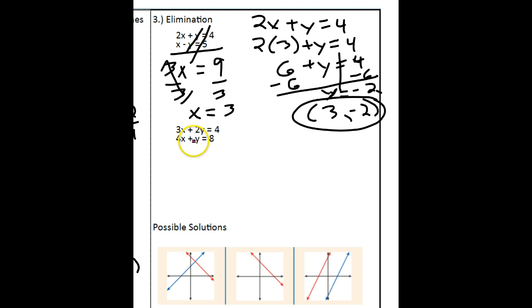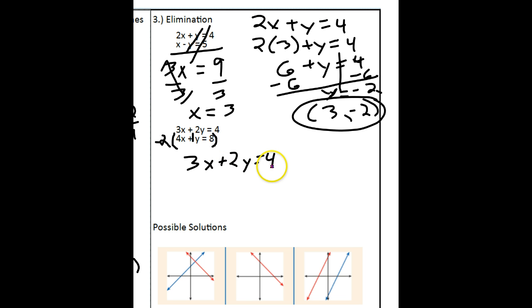If I want to get rid of the y's, what would I have to multiply this by? And this has an invisible 1 in front of it. What would I have to multiply 1y by? Well, I need a negative 2y, right? Because 2y plus a negative 2y will cancel each other out. So in order to get a negative 2y, I need to multiply this entire equation by negative 2.